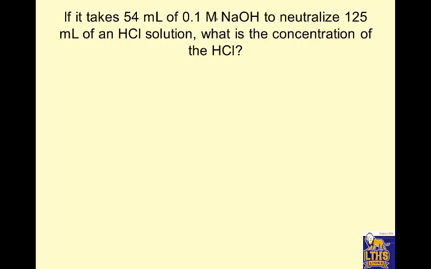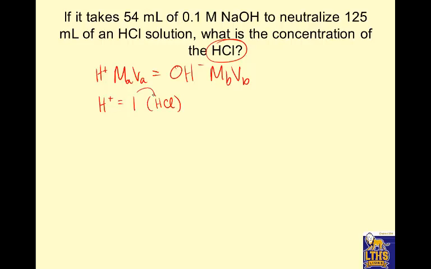Okay, so it takes 54 milliliters of 0.1 molar NaOH to neutralize 125 milliliters of HCl solution. What is the concentration of the HCl? Okay, so H plus MaVa equals OH minus MbVb. Here's HCl. How many H's in HCl? 1. So H plus equals 1 because HCl has 1. Ma is the molarity of the acid, the concentration of acid. That's what we're looking for. Volume of acid, 125 milliliters, equals 0.125 liters.